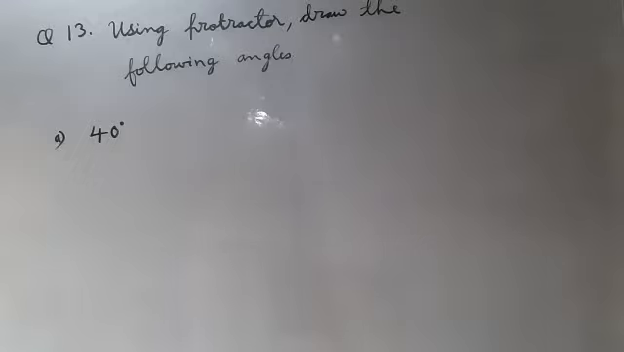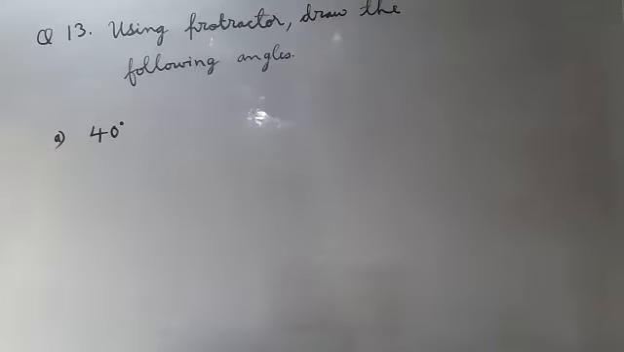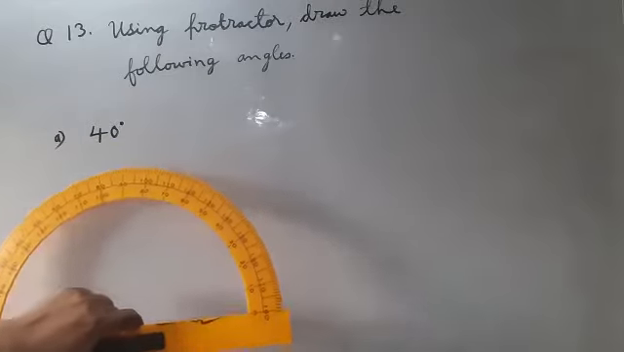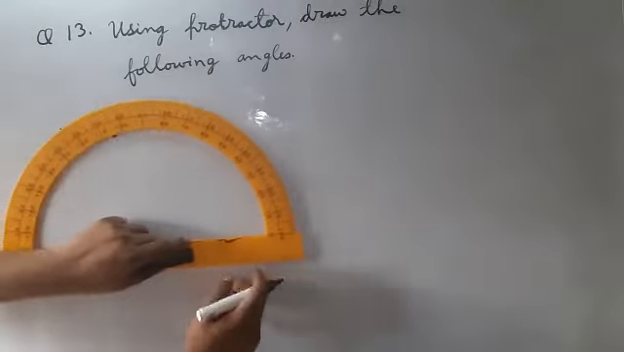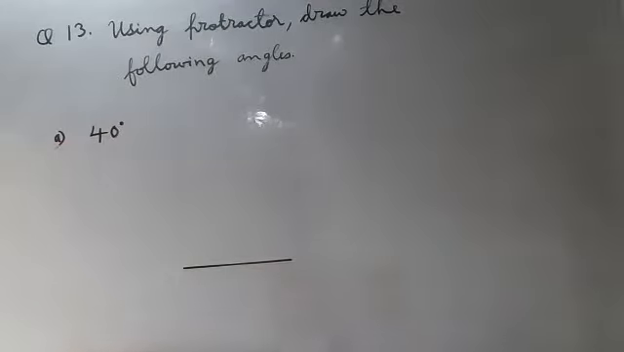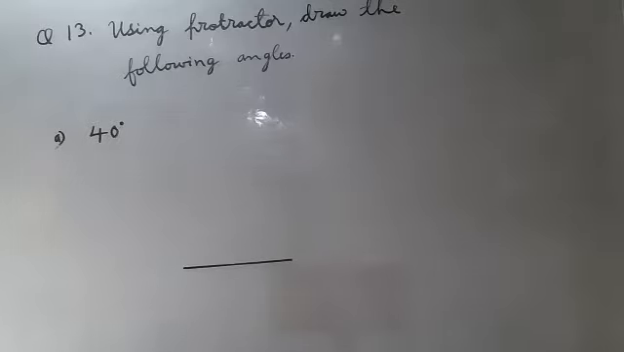Now in order to draw any angle, first draw a baseline. You can use the scale for drawing the baseline. I am having this protractor, so with the help of this protractor I can draw a baseline. You can use a scale also. If you are using a scale, draw with the help of the scale. So this is the baseline.